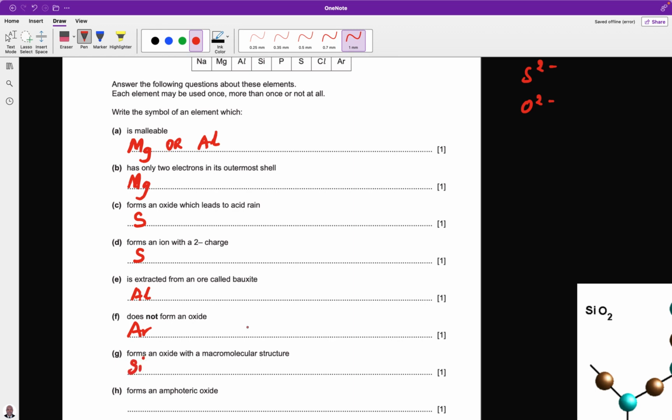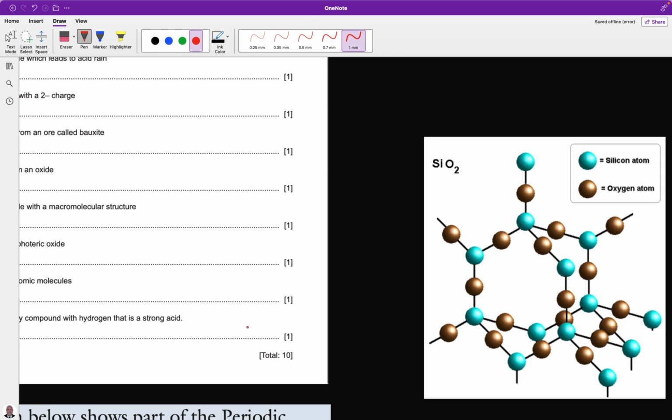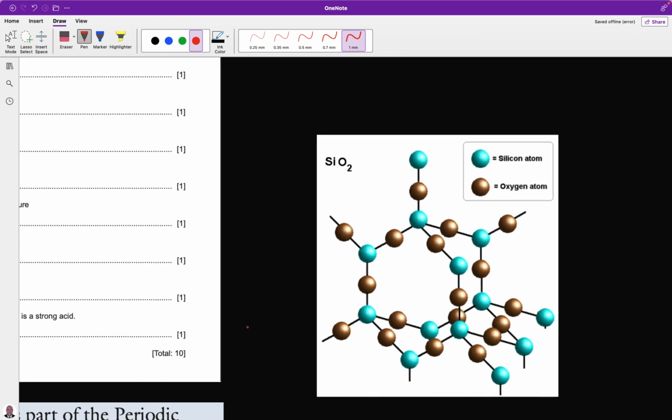You should know from this diagram that silicon dioxide is an oxide formed by silicon, a covalent molecule with 4 oxygen atoms connected to each silicon atom. This is a silicon atom here. We have 1, 2, 3, 4 oxygen atoms connected to each silicon atom. It is a tetrahedral structure.